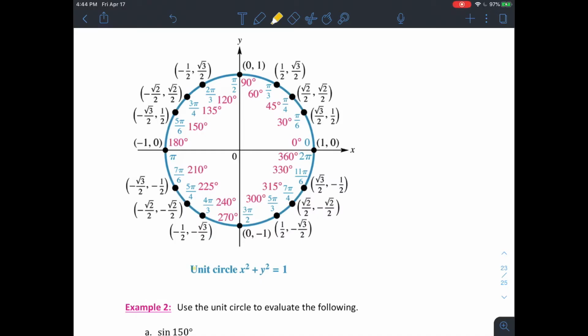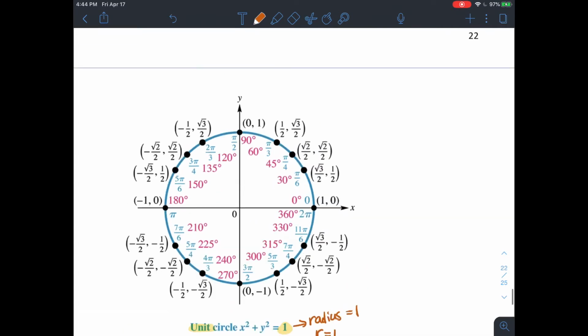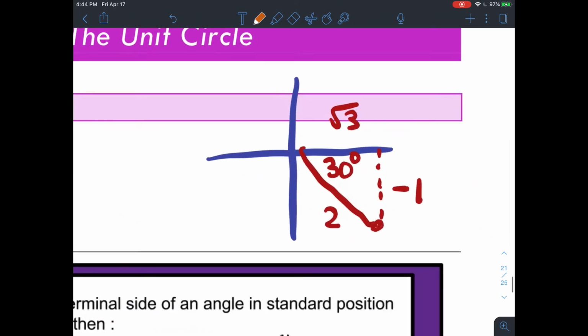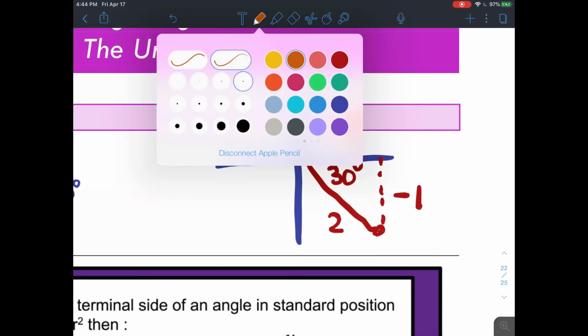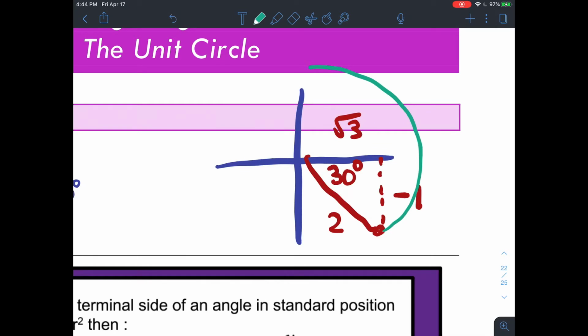We're going to talk about this special tool called the unit circle. The unit circle is a circle that has a radius of 1, like 1 unit. So your r values are 1 for all points on it. Basically, it's a circle that has all of your special triangles inscribed in it, and its radius is 1.